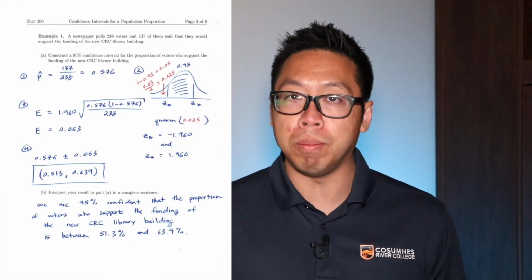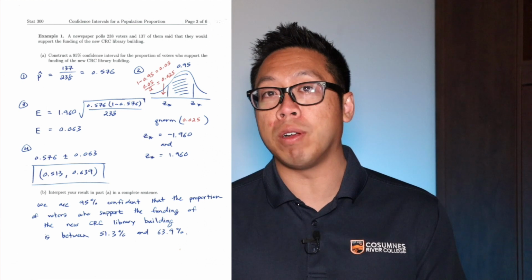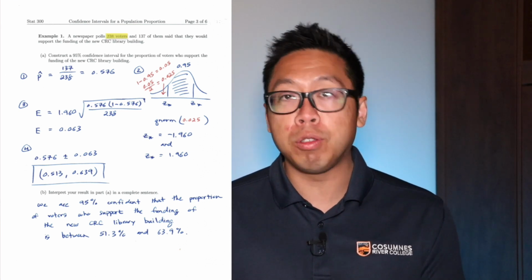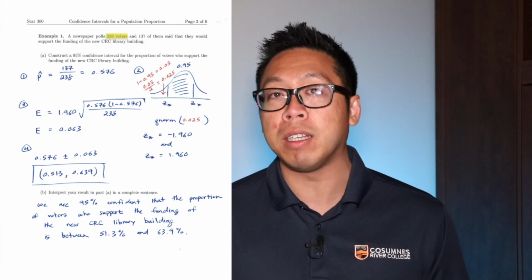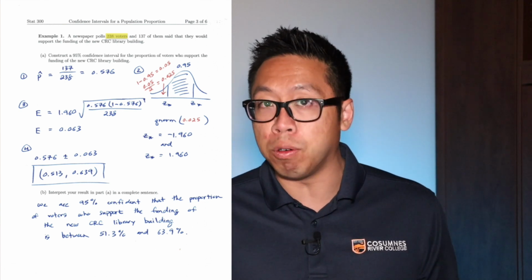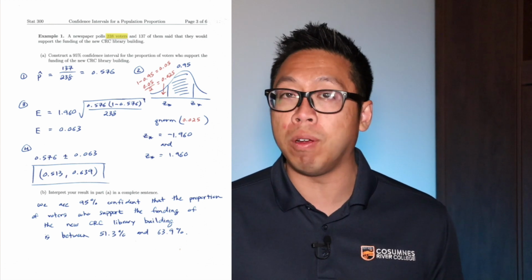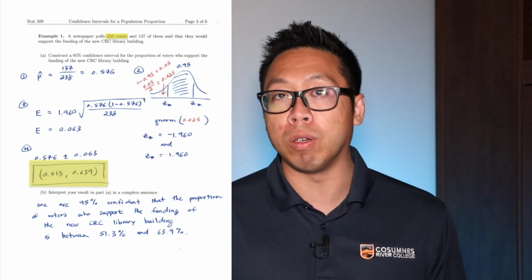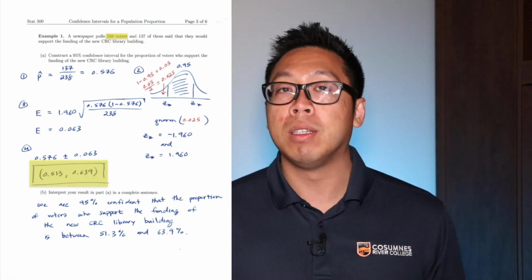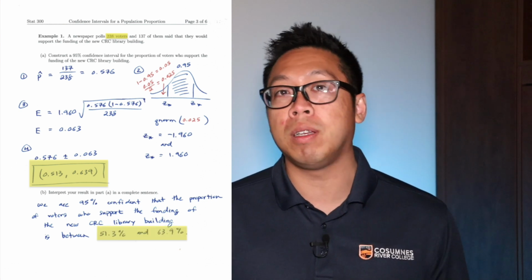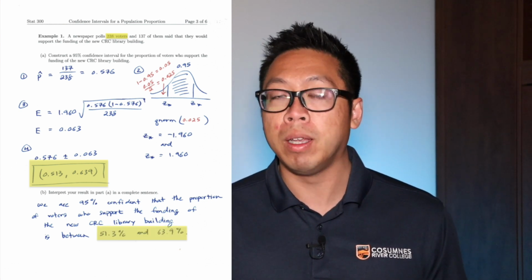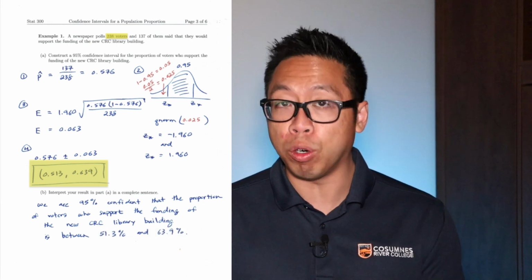In the last lecture, we talked about confidence intervals for a proportion. In particular, we were interested in the proportion of voters who would support the CRC library building. We took a sample of 238 voters, and from that sample of just 238 voters, we were able to say that if we were able to ask all the voters, the proportion who would support the CRC library building would be somewhere between 0.513 and 0.639, or in terms of percents, somewhere between 51.3% and 63.9%. That's a confidence interval for a proportion.